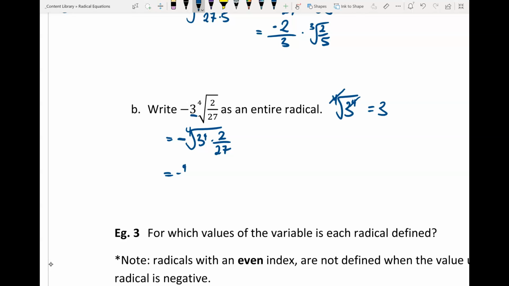Then my next step, to continue to simplify this, I'm going to rewrite 27 as 3 to the power of 3, just so I don't have to use a calculator to simplify this. 3 to the power of 4 divided by 3 to the power of 3, I'm just going to subtract our exponents, which would be 1, 3 to the power of 1. Then lastly, 3 times 2 is 6, so our final answer is negative 4th root of 6.